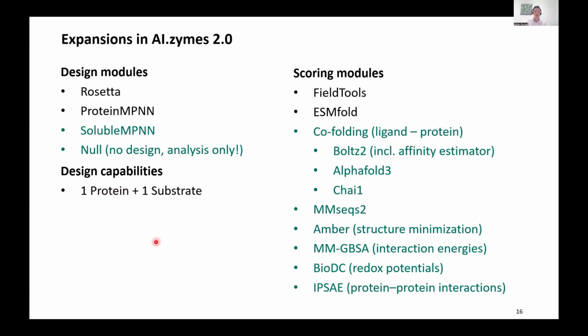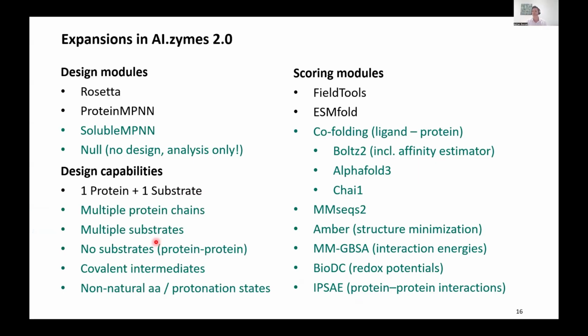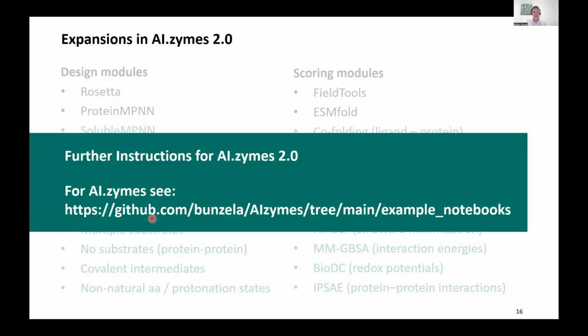Altogether, in the original paper, with the original version of AI.zymes, you can only design substrate bound to a protein. What we now can do in AI.zymes is we can have multiple protein chains, we can have multiple substrates, we can also have no substrates if you would like to design protein interactions. We can have covalent intermediates as well as non-natural amino acids and define the protonation states of some of the side chains, which might be important for certain catalytic mechanisms. So for the rest of the instructions, I will focus on AI.zymes 2.0.